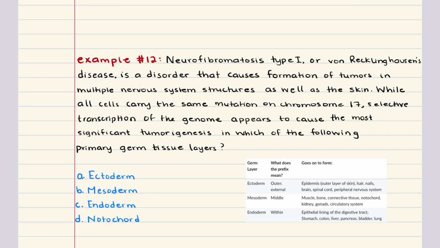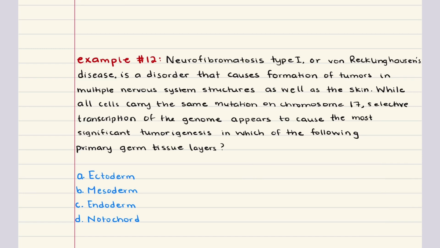Now, it tells us that what it's affecting is the nervous system structure as well as the skin. That's our biggest hint here. Tumors that develop in tissues derived from the ectoderm are going to display this kind of behavior. The ectoderm gives rise to both the nervous system and the epidermis of the skin, both of which are the primary tissues affected in this disease. So the correct answer for 12 is A.